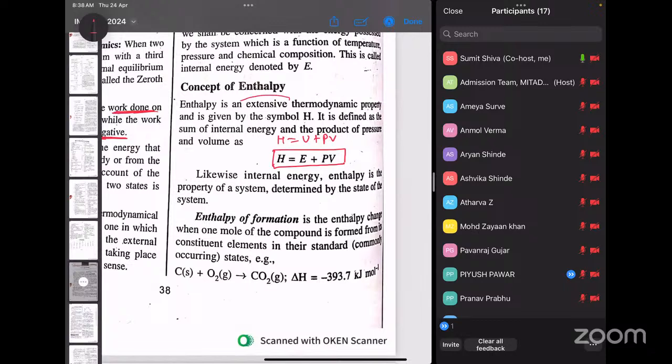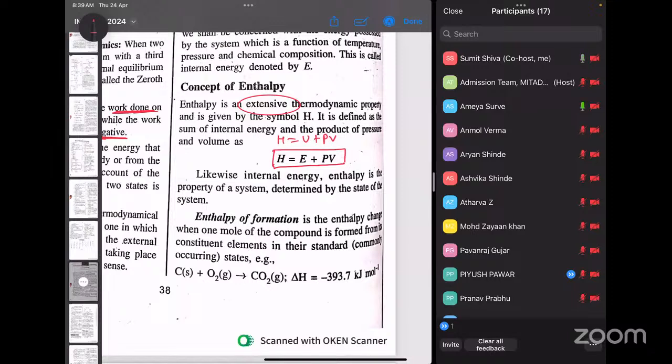Enthalpy is an extensive property. Again, in thermodynamics, we have two types of property, intensive and extensive. Intensive properties are the properties which are independent of the mass of the system. Intensive properties do not depend on the quantity of matter in the system, while extensive properties are the properties which are dependent on mass, which means extensive properties will depend on the quantity of matter in the system. Are you getting it, or any doubt? Are you getting the concept of intensive and extensive property?